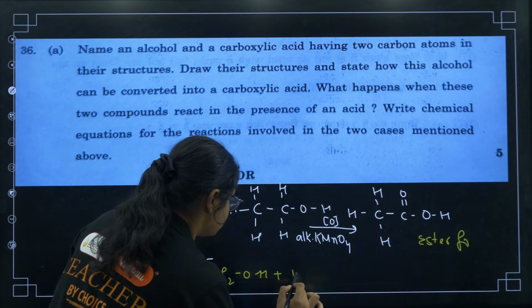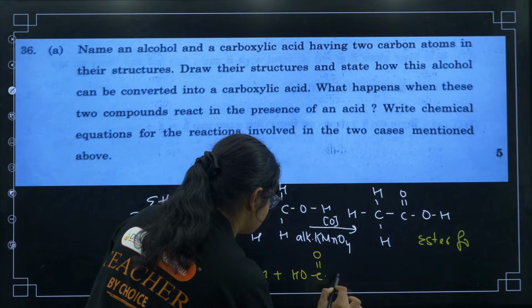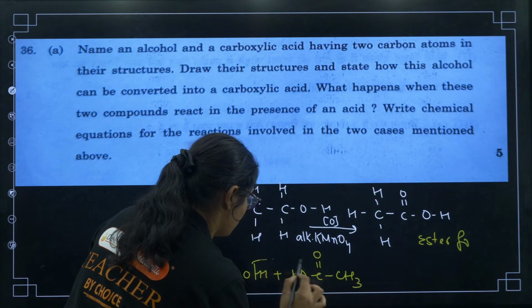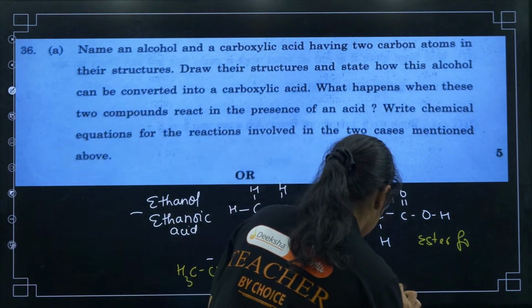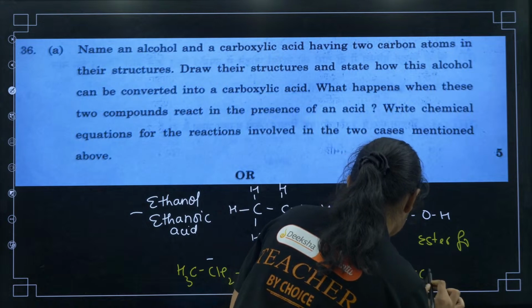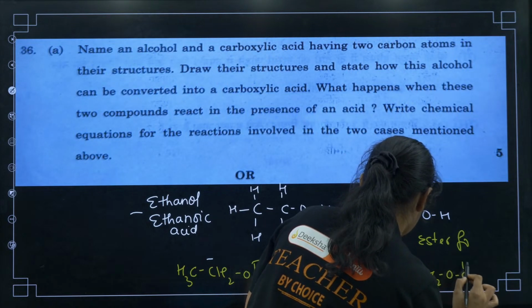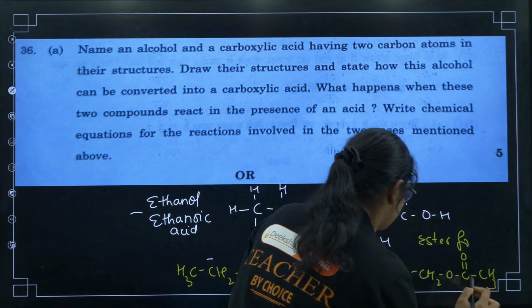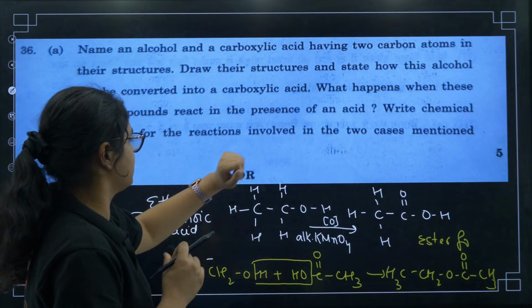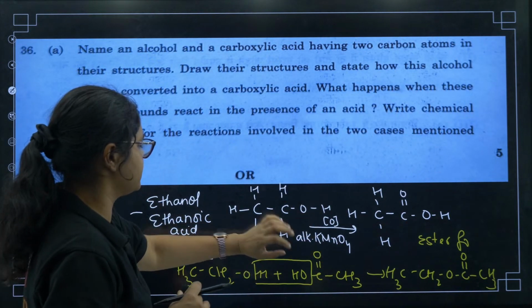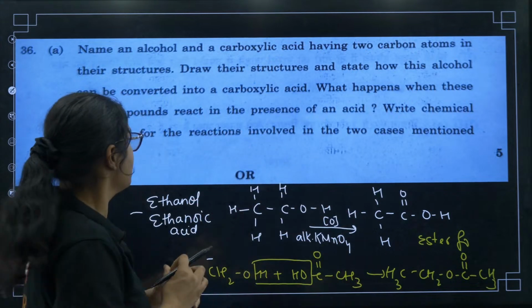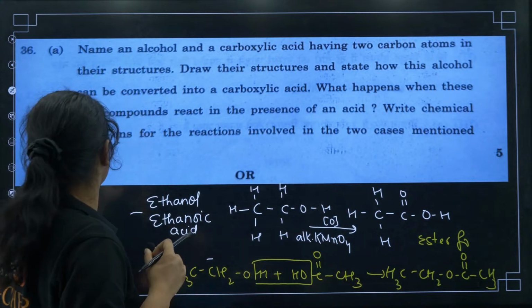CH3CH2OH plus ethanoic acid here. There will be loss of water, and we will get CH3CH2OCOCH3. Okay, so this is your ester formation. So we have written both the reactions and all the terms have been mentioned. So yes, this will give you 5 marks.